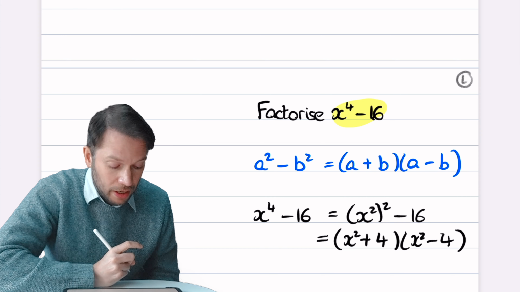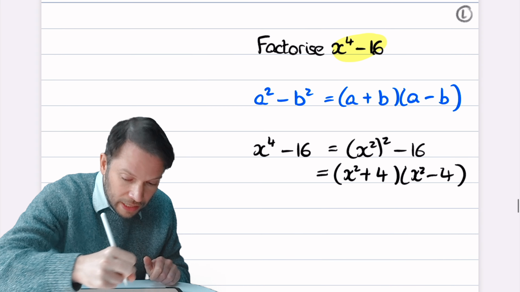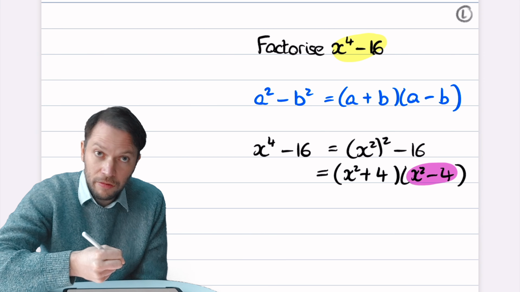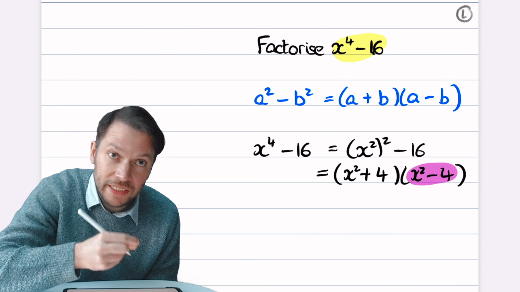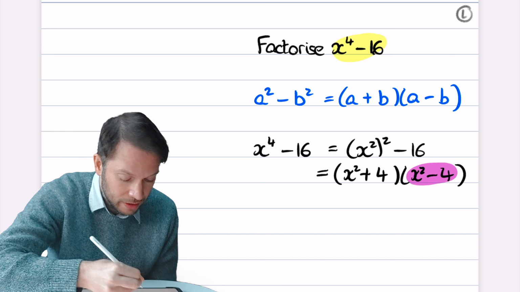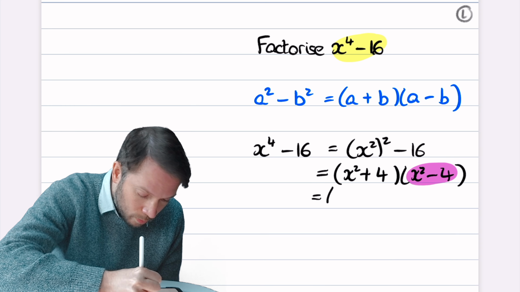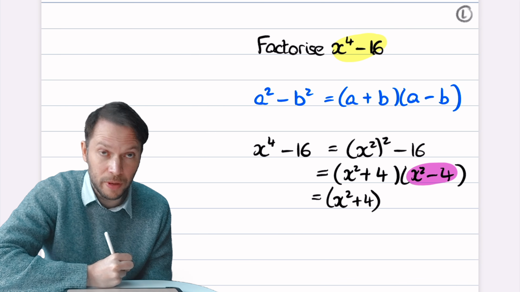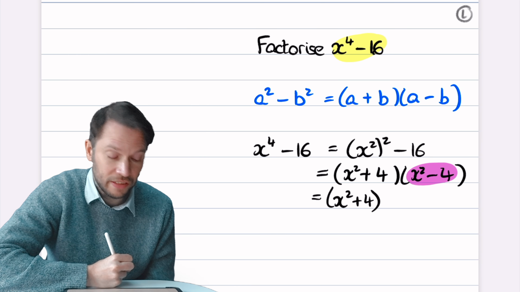And we're nearly done. But this second bracket here, x squared minus 4, that itself can be factorised because it itself is the difference of two squares. So we leave the x squared plus 4 as it is. Unfortunately, there's no way to factorise the sum of two squares. So x squared plus 4, that's as simple as we can get it.